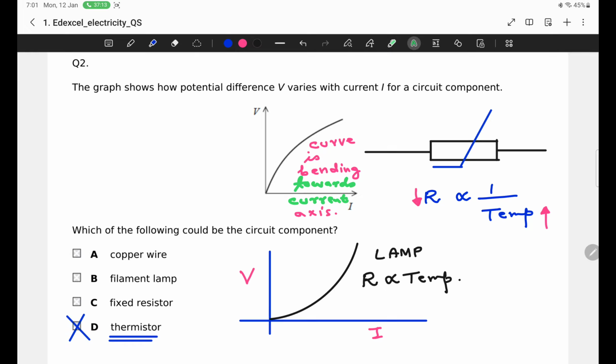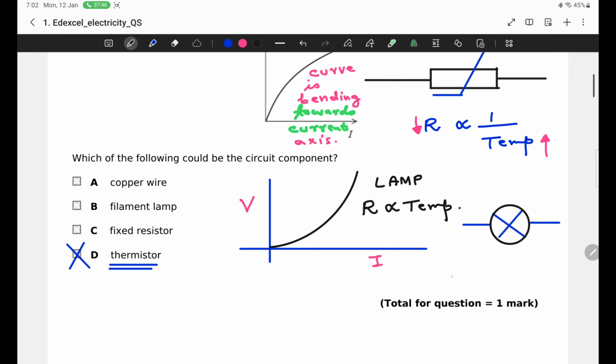This reverse concept is for thermistor because thermistor resistance is inversely proportional with temperature. Sir, why is it inversely proportional? I will explain you. When temperature increases, the resistance of thermistor will decrease. Whereas for lamp, this is the symbol of lamp, and when temperature increases, its resistance increases.